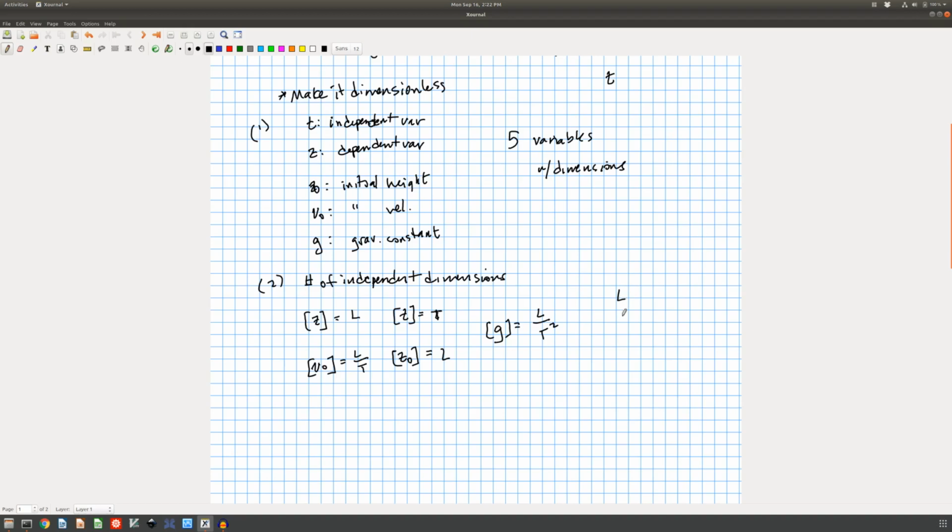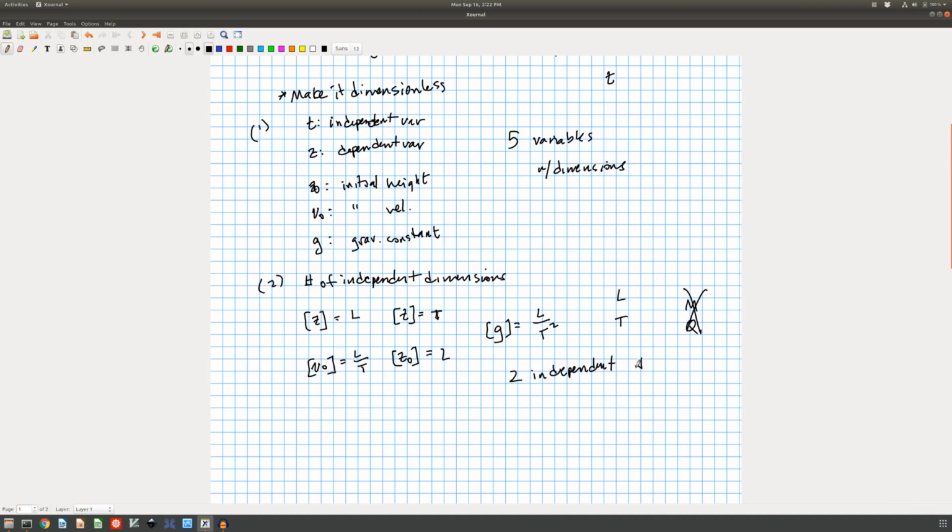So now what kind of dimensions do I have? I have length dimensions and time dimensions and combinations of those. That's it. I don't have anything with mass, anything with charge, none of that. All I have is length and time. So the number of independent dimensions is 2.